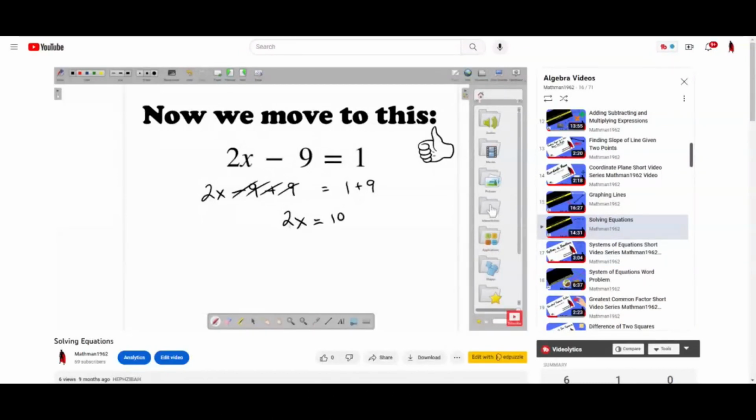Now I can get rid of this 2 by dividing by 2. Those will divide out, leaving me with x. If I do that on the left, I must do that on the right. 10 divided by 2 is 5. So we get x equals 5.